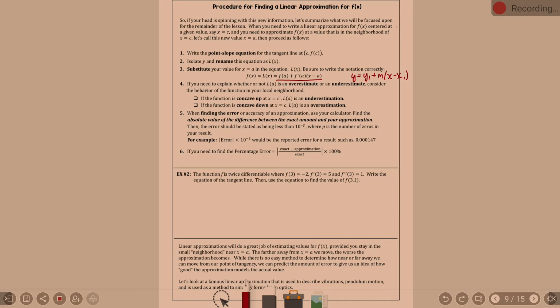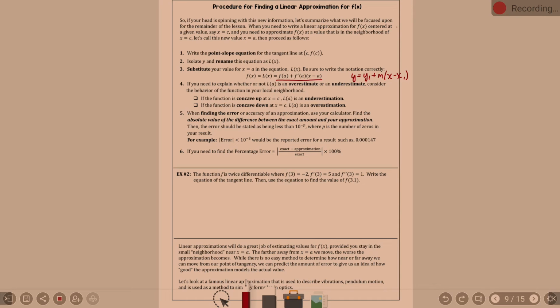So let's look at example 2 to get us going here. The function f is twice differentiable, where f of 3 equals negative 2, f prime of 3 equals 5, and f double prime of 3 equals 1. Write the equation of the tangent line, then use the equation to find the value of f of 3.1.